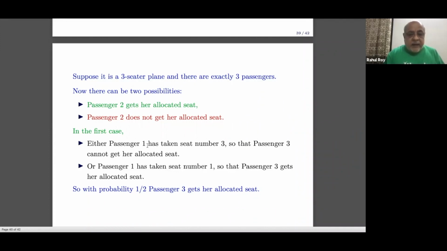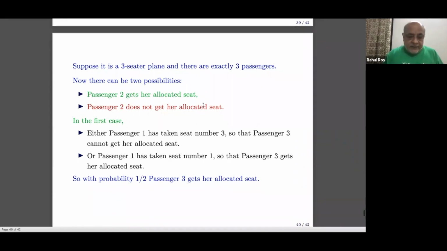So in that case, passenger 1 has taken either seat number 3, so that passenger 3 cannot get her allocated seat and will sit in seat number 1, or passenger 1 has taken seat number 1, so that passenger 3 gets her allocated seat. So in this particular case, with probability half, passenger 3 gets her allocated seat in this case where passenger 2 gets her allocated seat. So the last passenger will have a probability half of getting the allocated seat.